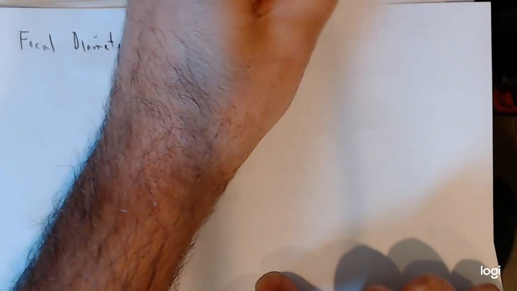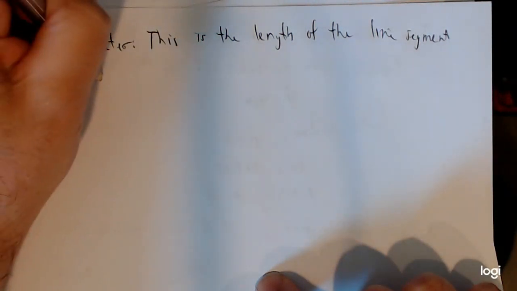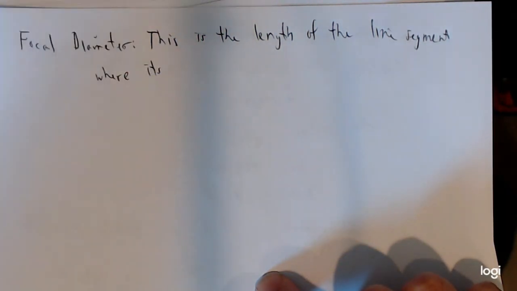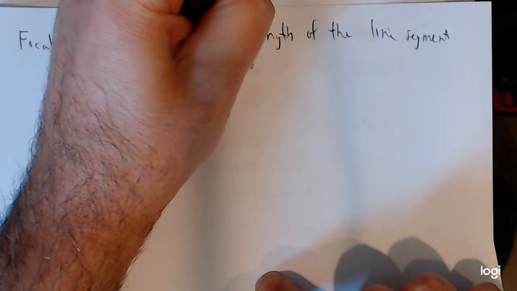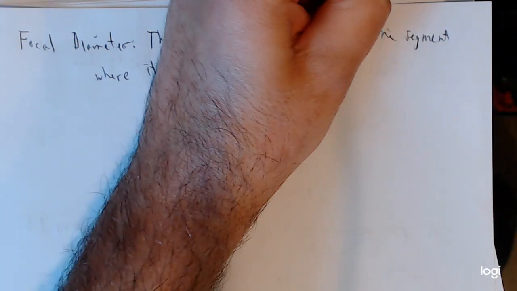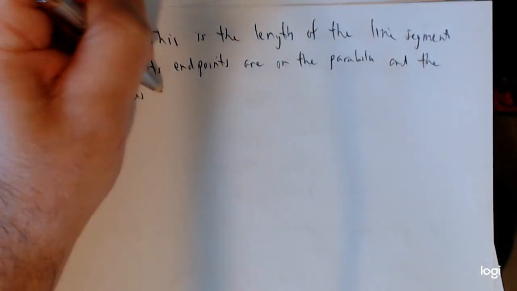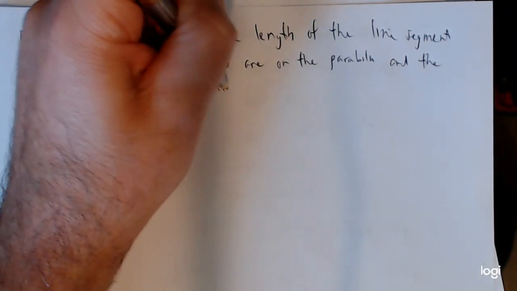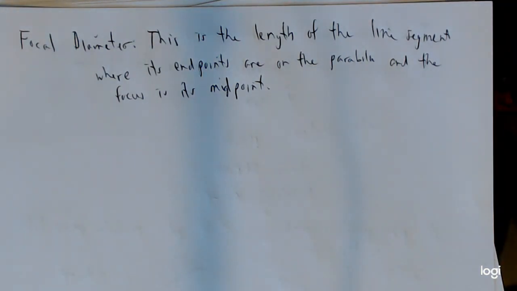of the line segment where its endpoints are on the parabola and the focus is its midpoint. So the focal diameter is literally the length of a segment.